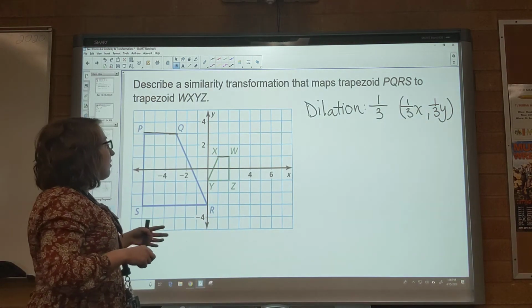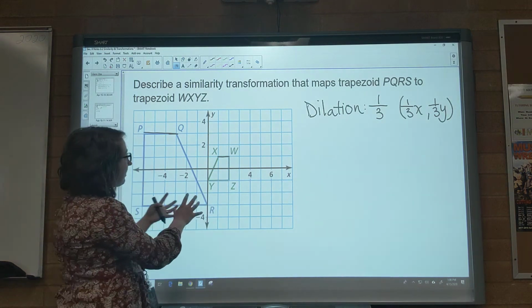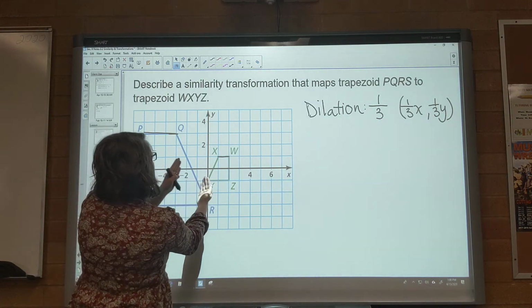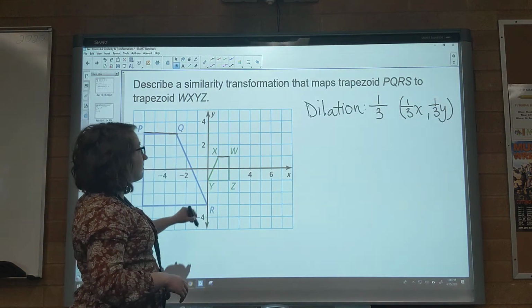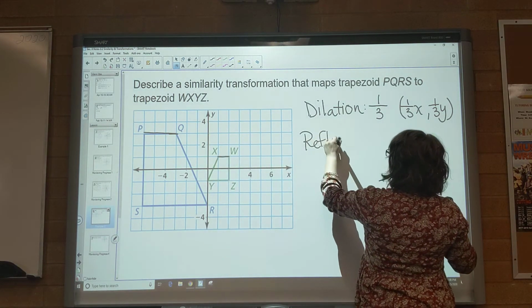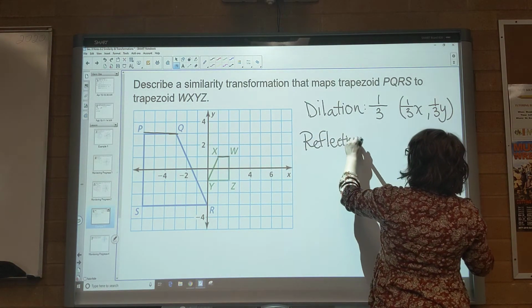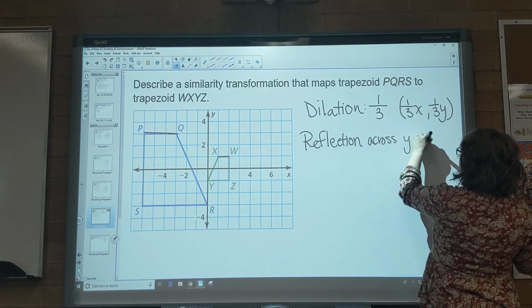Okay, and then we know, if we look at it, it not only got smaller, but it's not even facing the same direction. To me, it looks like the shape flipped over, and it flipped over the y-axis. So all we have to write for that is reflection across the y-axis.